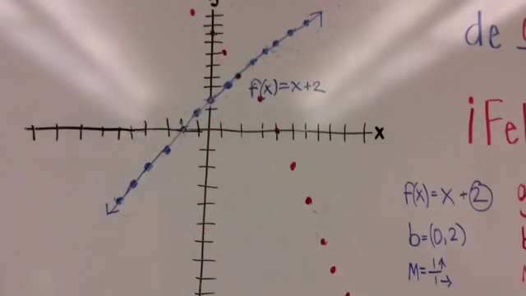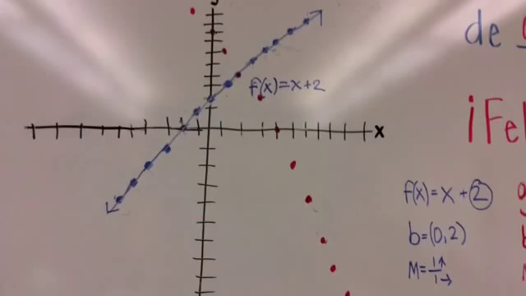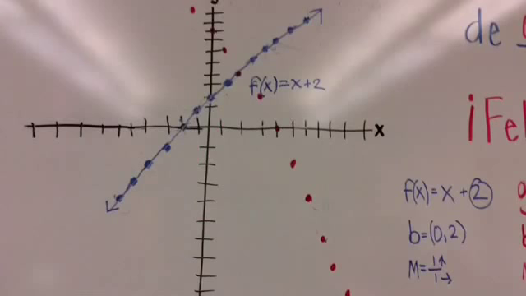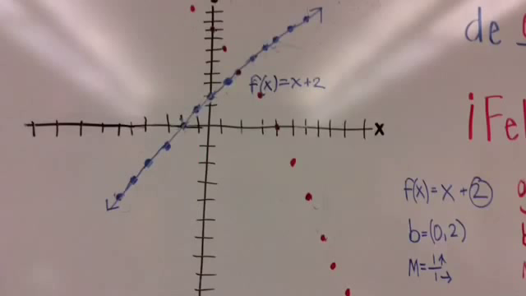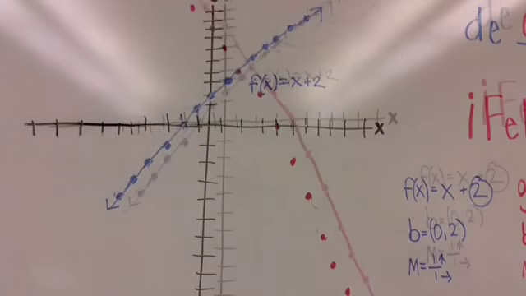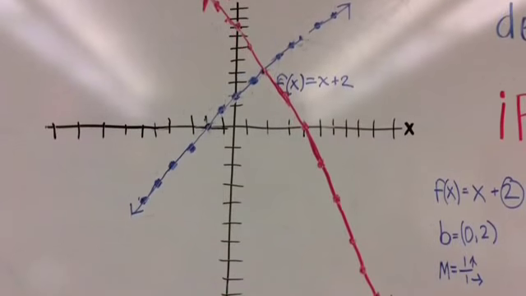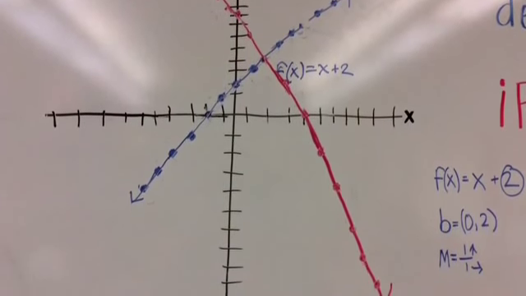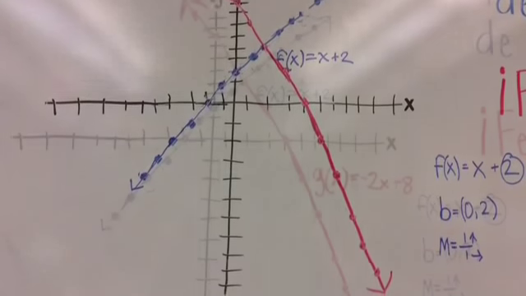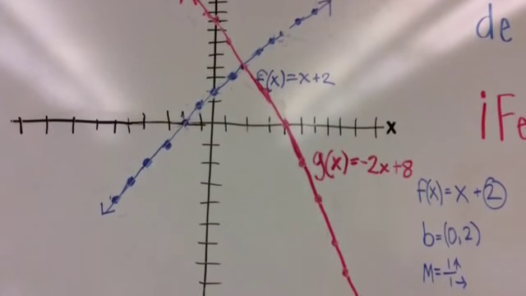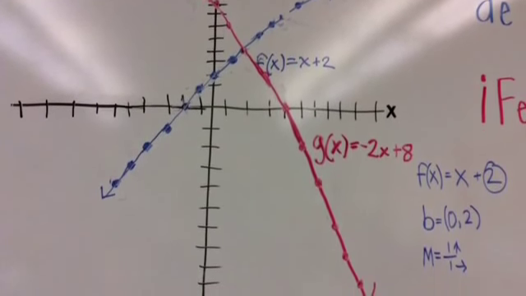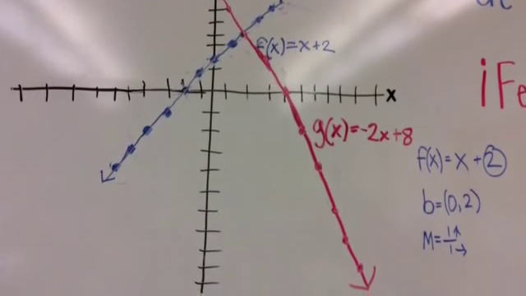First, plot the y-intercept, 0, 8. Then, using your slope, plot the rest of the points. Go down 2 to the right 1. Continue this until you can't fit any more points. Put a line through the points, and remember to put arrows to represent the line will go on forever. Label the line g of x equals negative 2x plus 8.